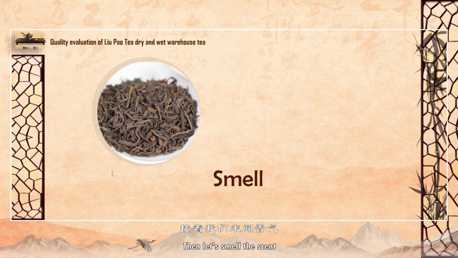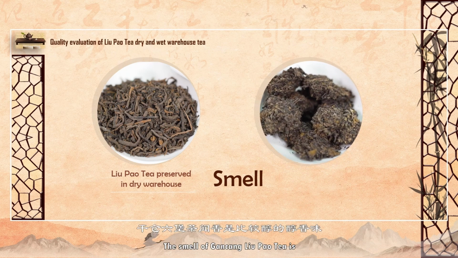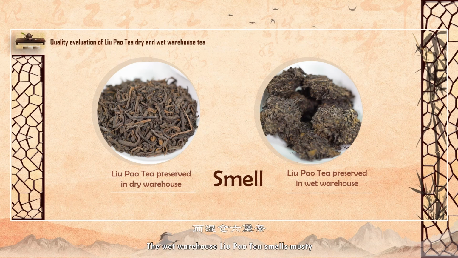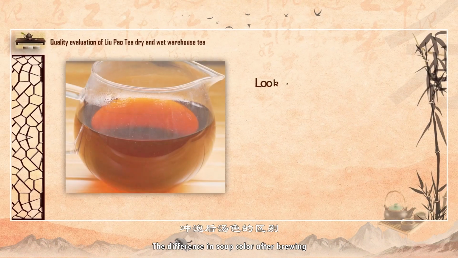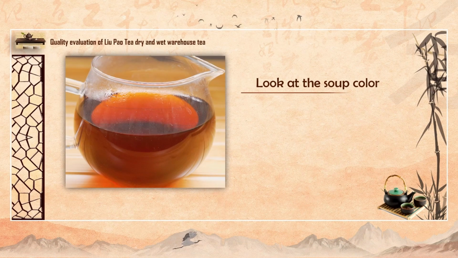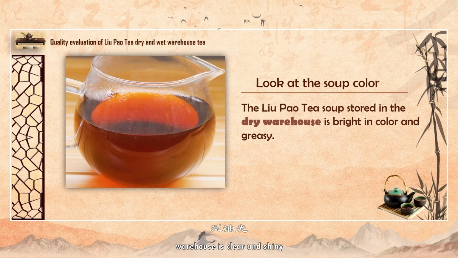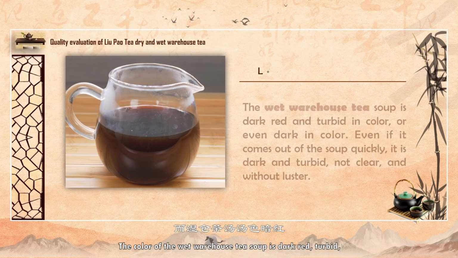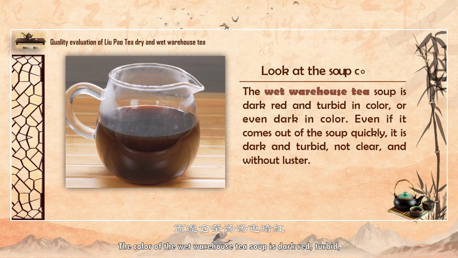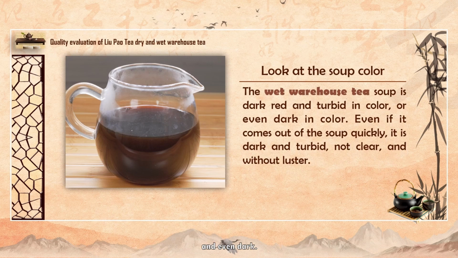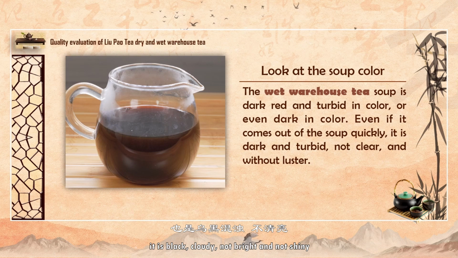Then let's smell the scent. The smell of the dry warehouse Liu Pao tea is relatively mellow. The wet warehouse Liu Pao tea smells musty. The difference in soup color after brewing: the color of the Liu Pao tea soup stored in dry warehouse is clear and shiny. The color of the wet warehouse tea soup is dark red, turbid and even dark. Even when the soup first comes out, it is black, cloudy, not bright and not shiny.